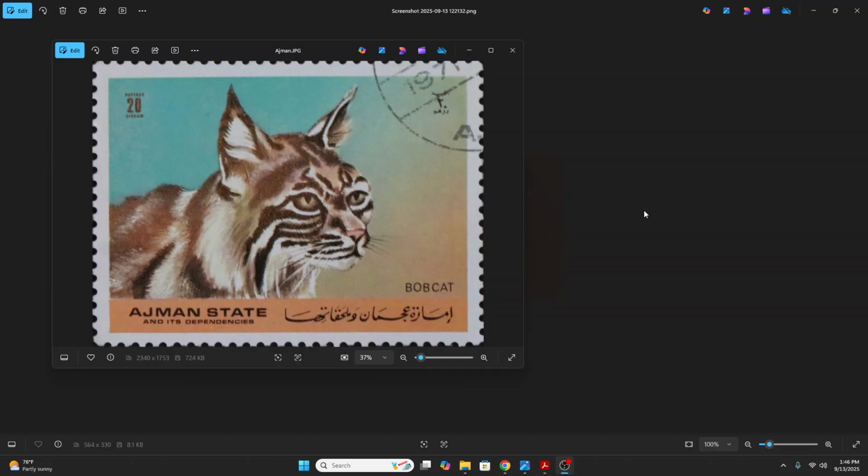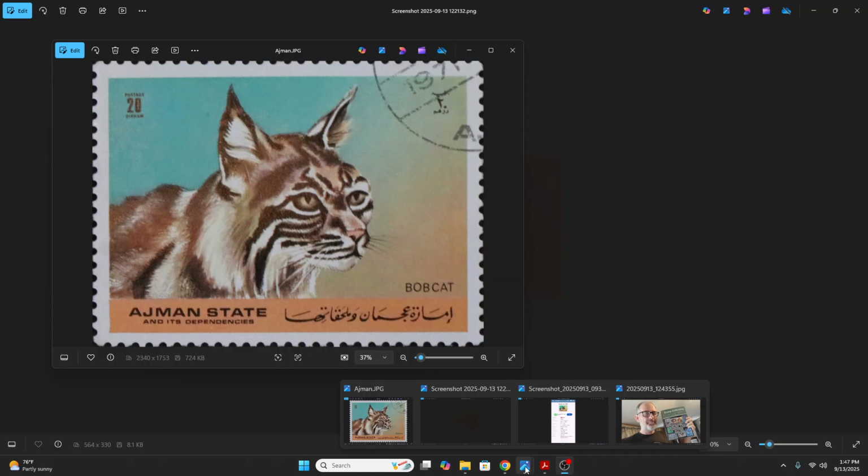That's right, we do. So take a look at this stamp. I've magnified it and I put it on my computer just so you can see it more easily. If you'll take a look, you'll see this stamp is from Ajman State and its dependencies. And it is a bobcat, as you can see on the right of the stamp. You can see that at the top left it says postage 20 dirham. And on the right it says 1971 on the cancellation. So this stamp actually is from 1971, and that is a big help.